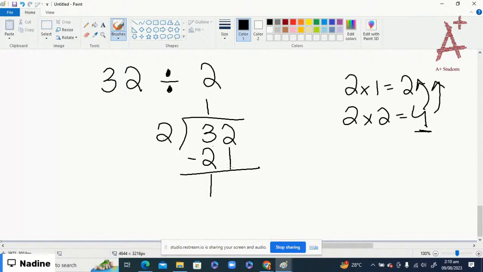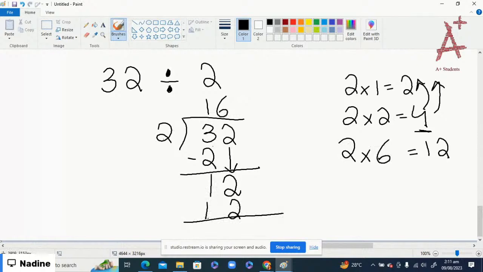And now putting down this 2 here, it becomes 12. Now you divide 2 over 12. What is the answer? 2 times which number is 12? So 2 times 3 is 6, 2 times 4 is 8, 2 times 5 is 10, and 2 times which number is 12? 2 times 6 is 12. Okay, so here I'm going to write 6.